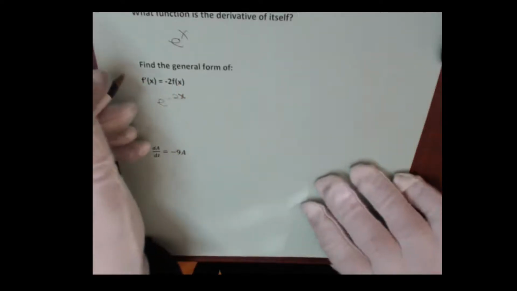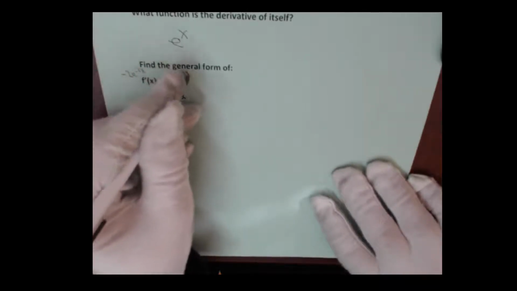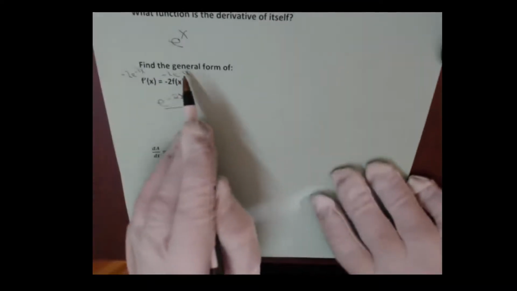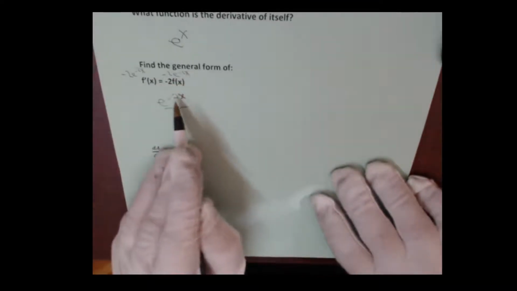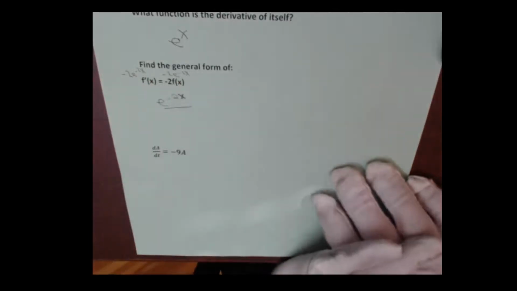The derivative would be negative 2 e to the negative 2x, and this would be negative 2 e to the negative 2x. So hopefully you see that if I plug in the function here in front of the negative 2 and plug in the function here and take its derivative, I get the same thing on both sides.